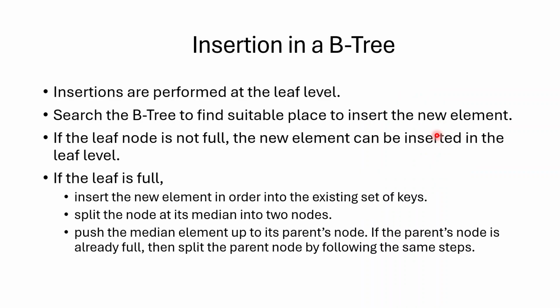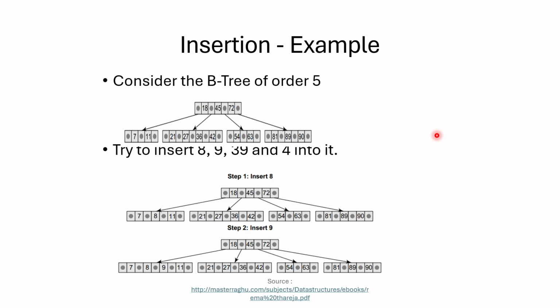So how do we perform the insertion? So now straight away we'll show it by example. This is a B tree of order 5. So order 5 means what? There will be 5 pointers. Lesser than 21, between 21 to 27, 27 to 36, 36 to 42, and more than 42. There are 5 pointers, maximum, and minimum can be a 2.